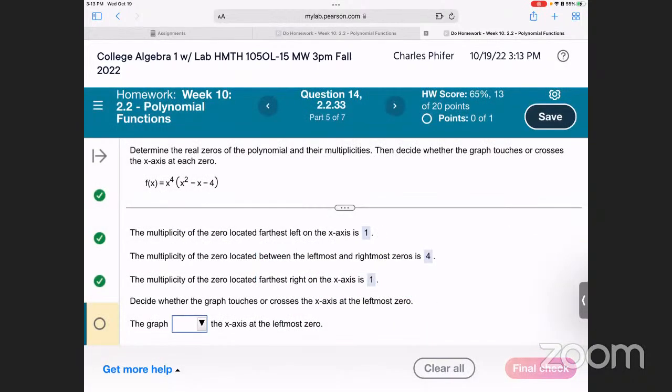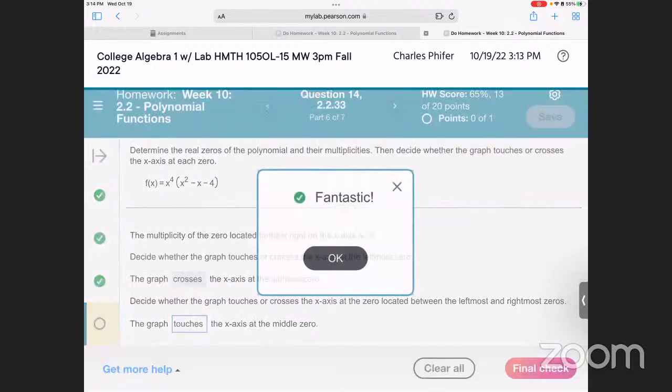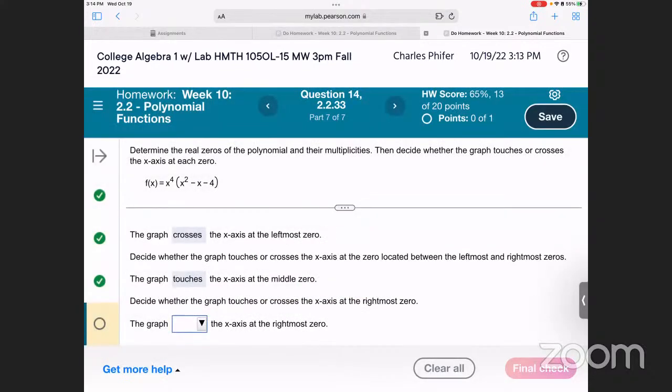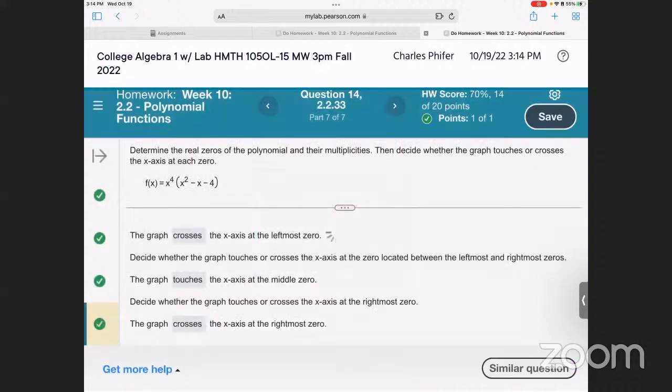So then if it has an odd multiplicity, so that first one has an odd one, that means it's going to cross the x-axis. The middle 0, because it has an even multiplicity, is going to bounce or touch the x-axis and turn around. And then the rightmost 0 has an odd multiplicity, so that means it's going to cross the x-axis. Okay. Let me do like one more question, then I'll check attendance.